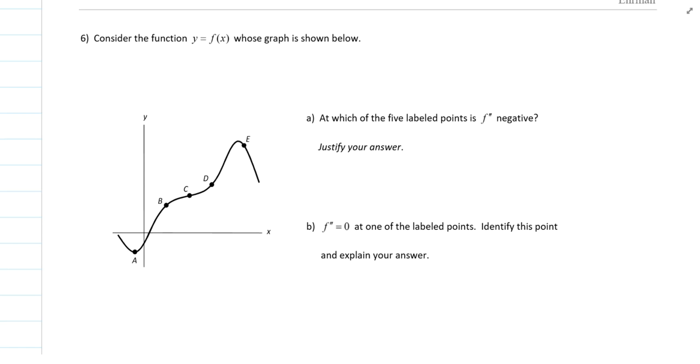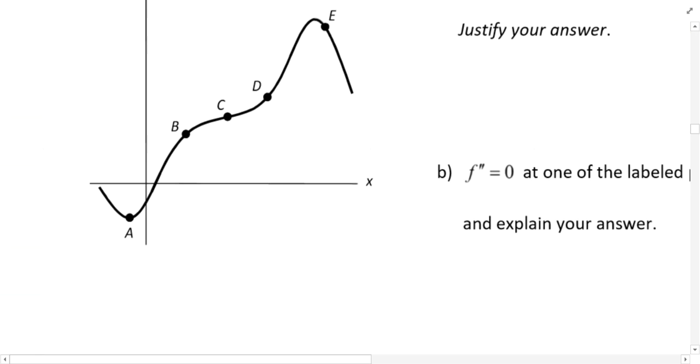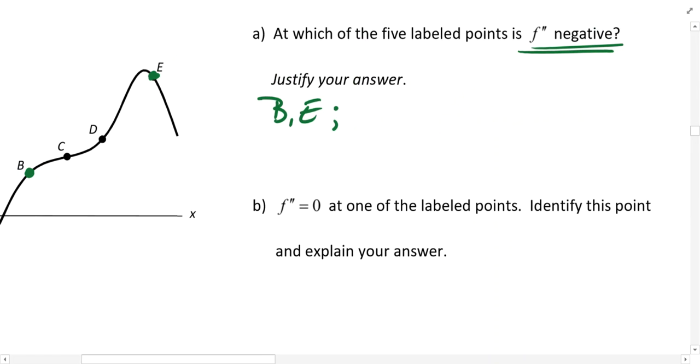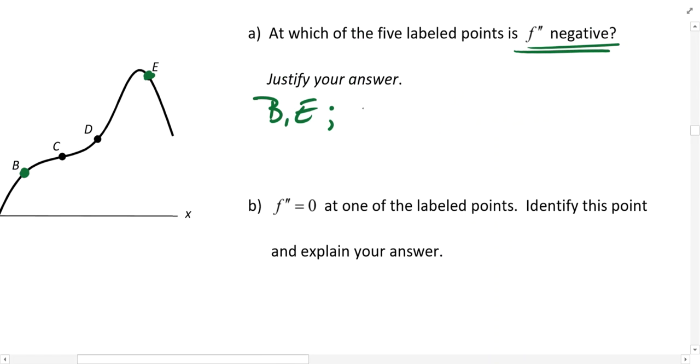Now moving on to the next question, this is another one about derivatives. This time we're talking about second derivatives. And we would like to know where on this graph the second derivative is negative. If I'm looking at this graph, I would say that the second derivative is negative right here, and also right here at B and E. I claim that both of these are locations where the second derivative is negative because the graph itself is concave down.